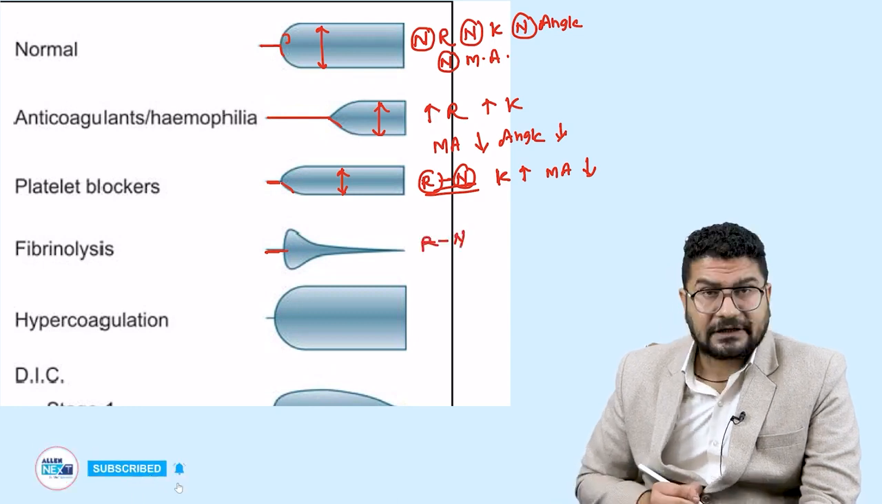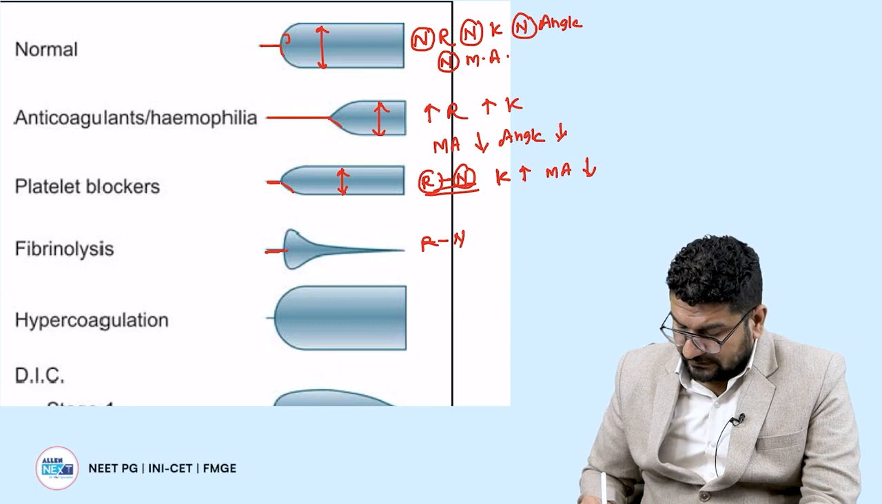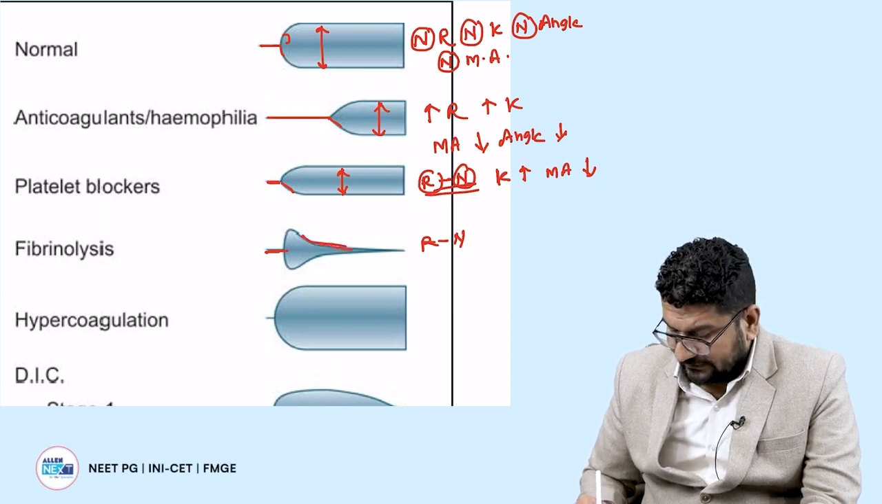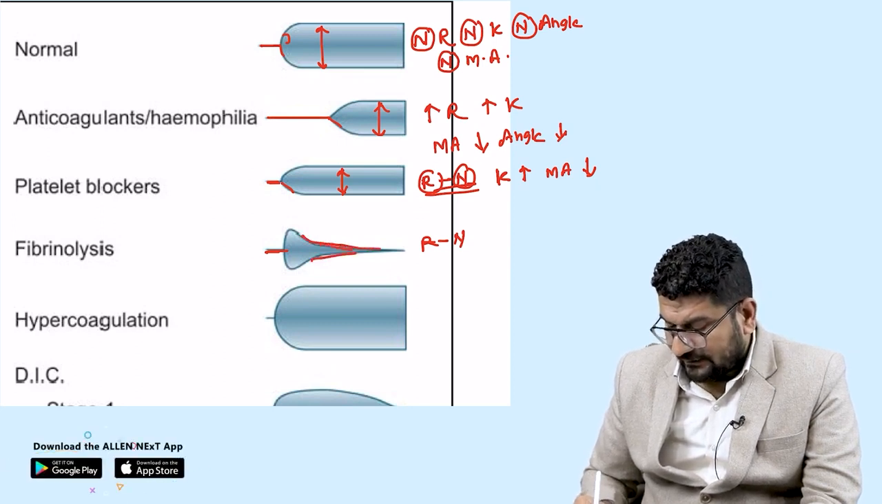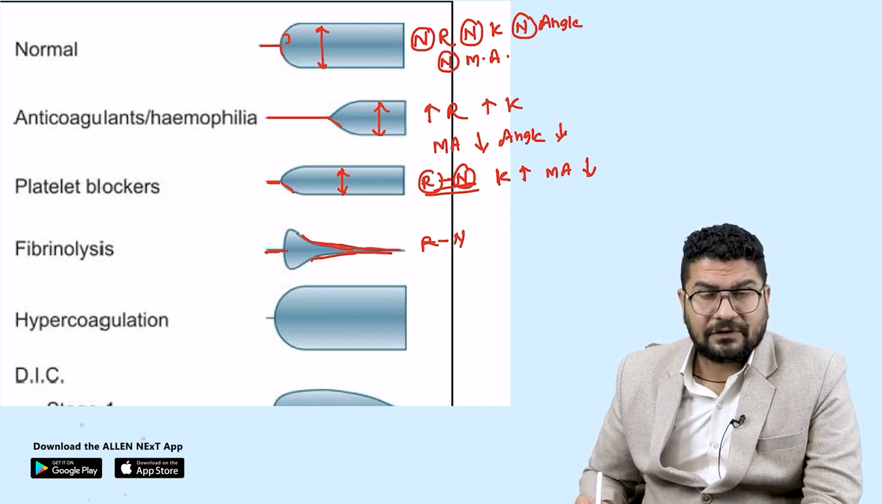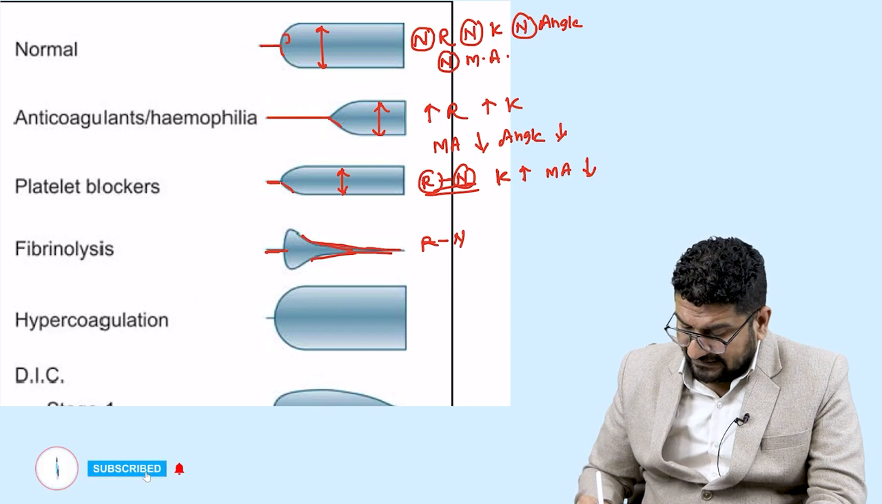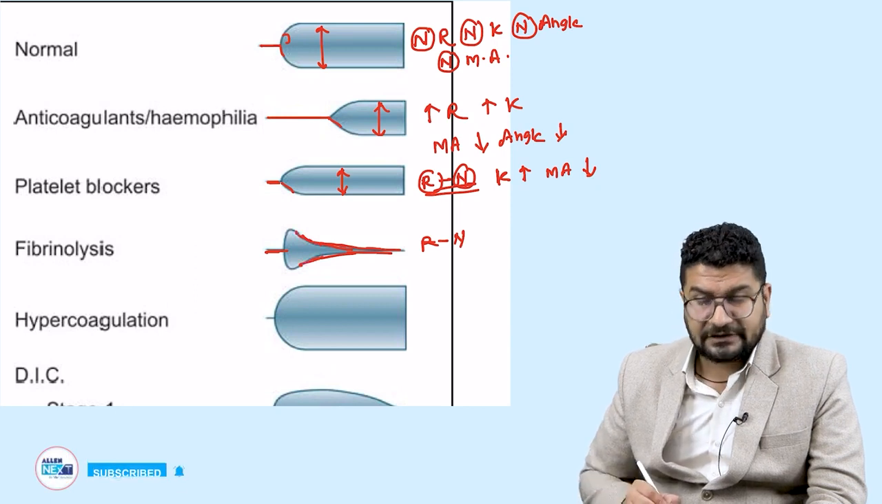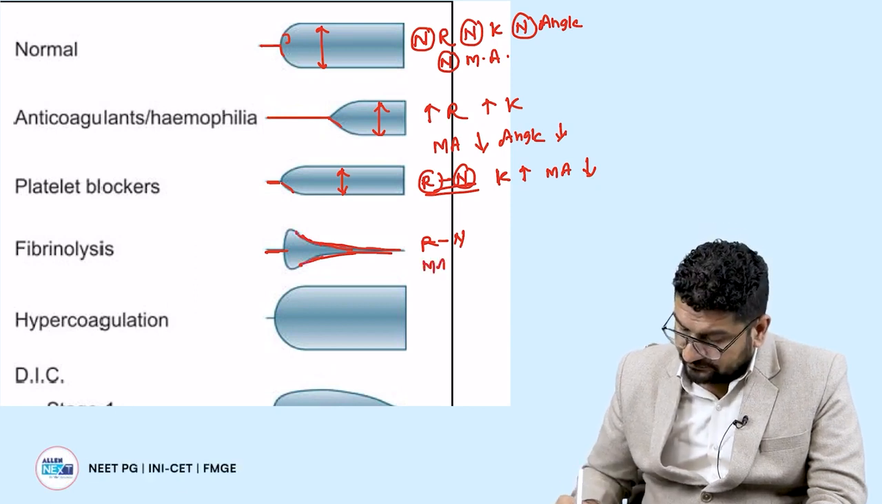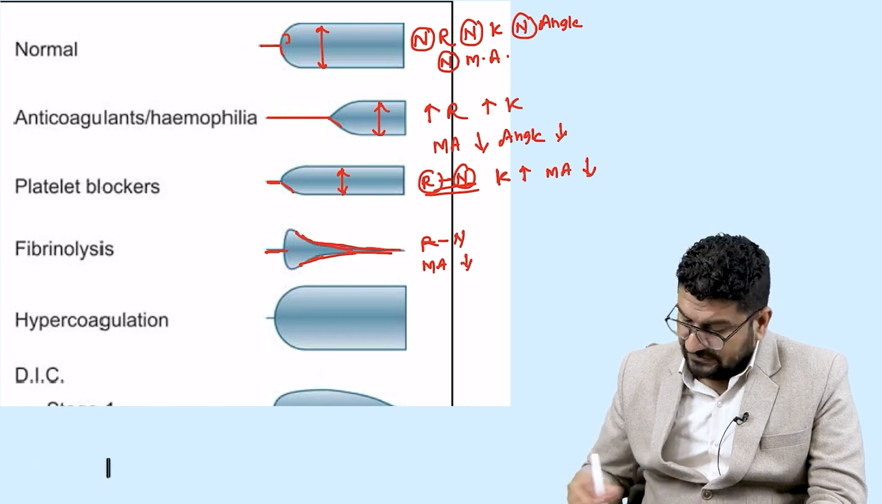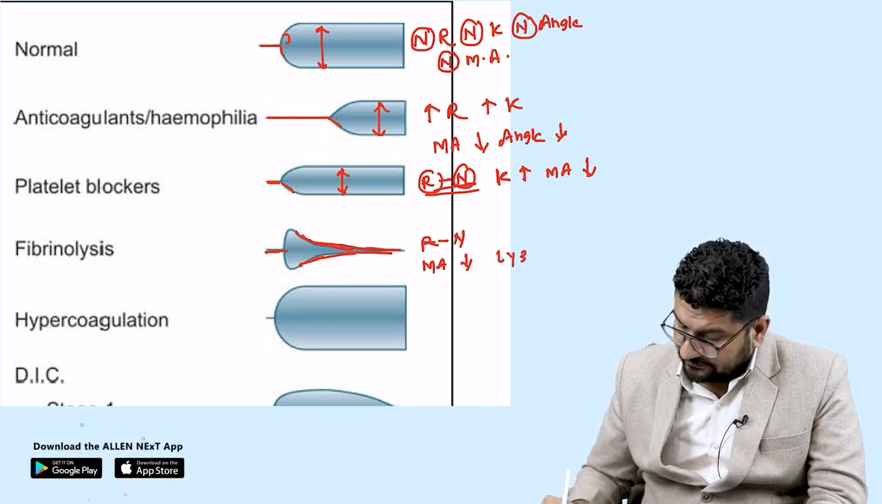R is normal, right? But if you follow this, अगर आप देखोगे ये lysis LY30 बहुत जल्दी achieve हो गया, means it's prolonged. So if you notice like this, LY30 और maximal amplitude कम होते जा रहा है, right? So MA is continuously decreasing and LY30 is prolonged.